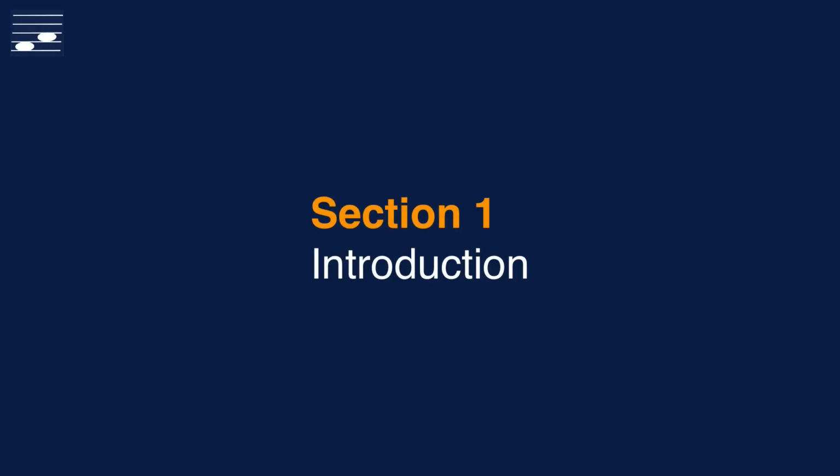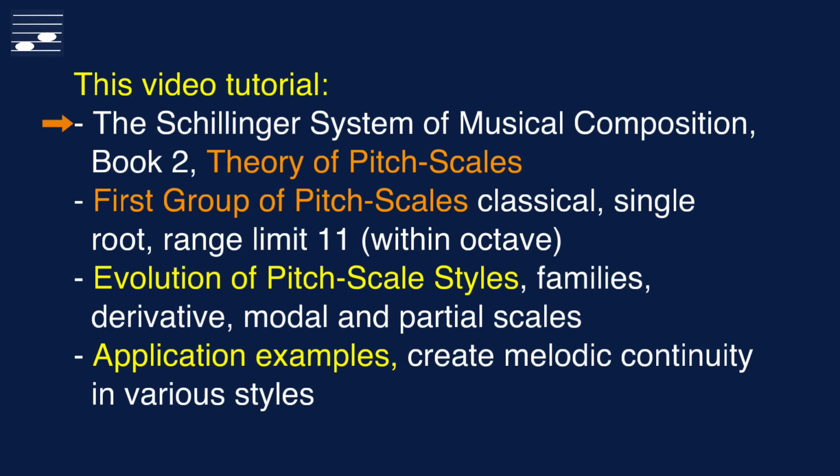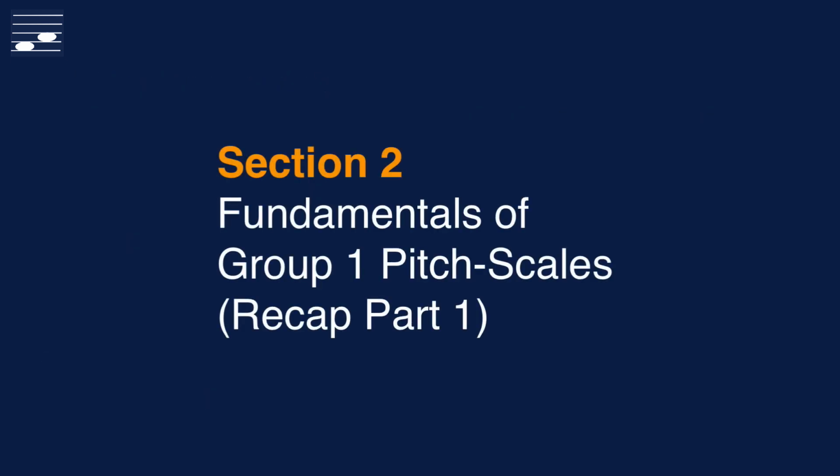In this tutorial series, we're looking at the theory of pitch scales from the Schillinger System of musical composition. The focus is on the so-called first group of scales, and you'll learn about methods for obtaining related pitch scales through evolution. As always, I'll present application examples of a melodic continuity in various styles. We start with a recap of the essentials from part 1 in the series.